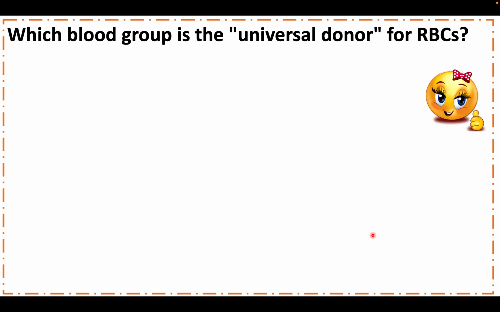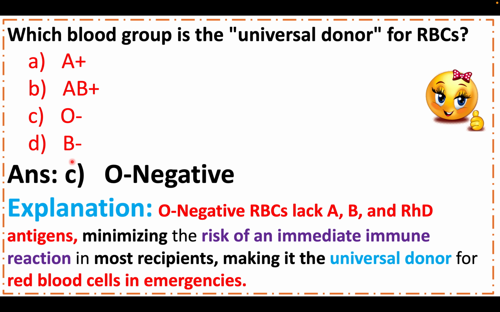So this is a very important MCQ. Which blood group is the universal donor for RBCs? Option A, A positive, B, AB positive, C, O negative, and option D, B negative. So the correct option is C, O negative. O negative RBCs lack A, B, and RhD antigens, minimizing the risk of an immediate immune reaction in most recipients, making it the universal donor for red blood cells in emergencies.